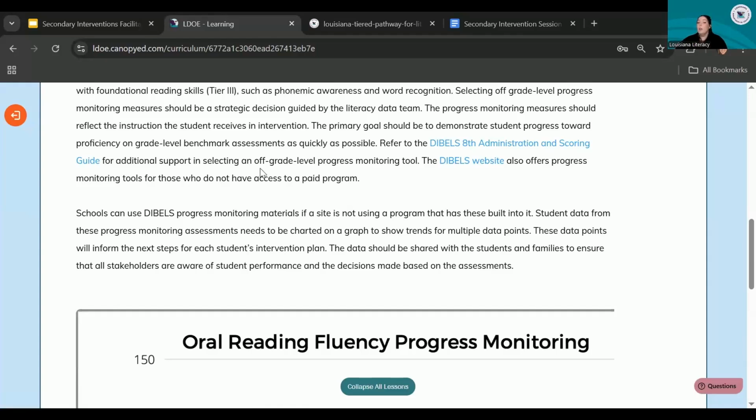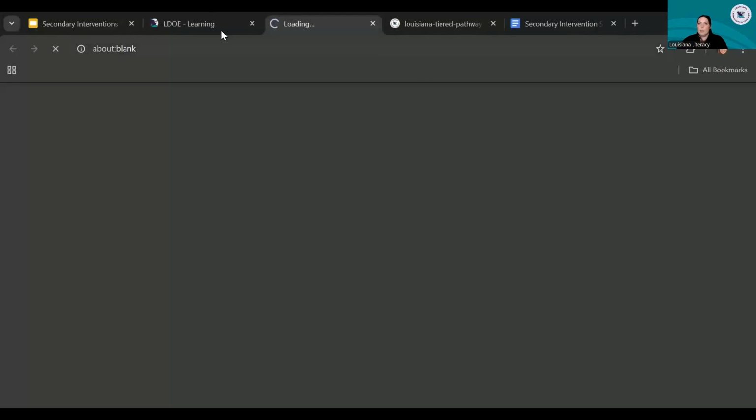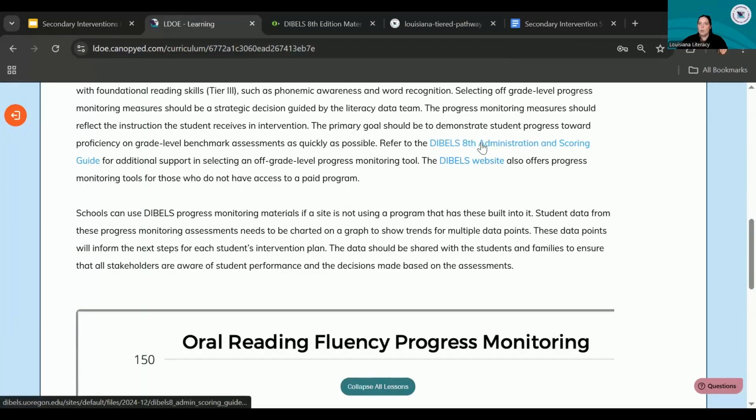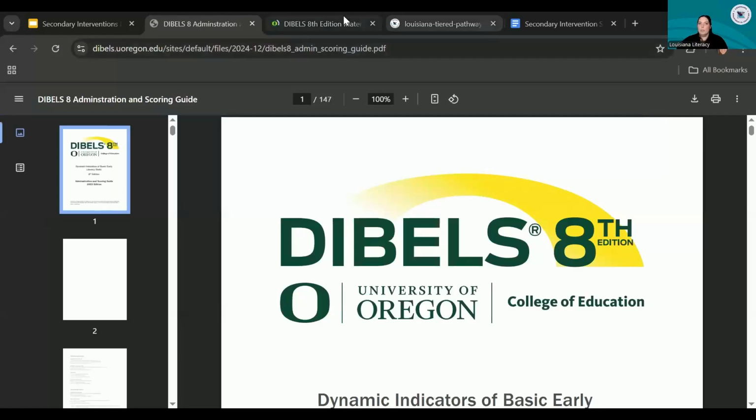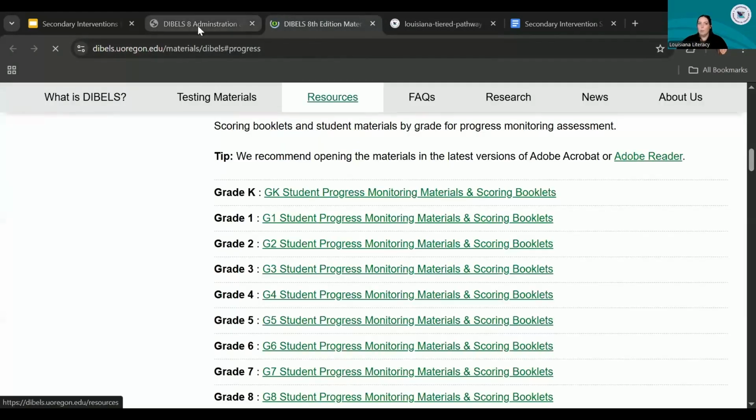So to just show you what this looks like, the DIBELS 8th Administration and Scoring Guide, I'm going to show you this because it's free. If you already have a program that your district is using, you should have something like this in the program to be able to help you progress monitor. But for DIBELS, I'm going to go to the website and to the Administration and Scoring Guide, which you can find on the website as well. And then I have my co-host drop these in the chat. They are also on your breakout room handouts.